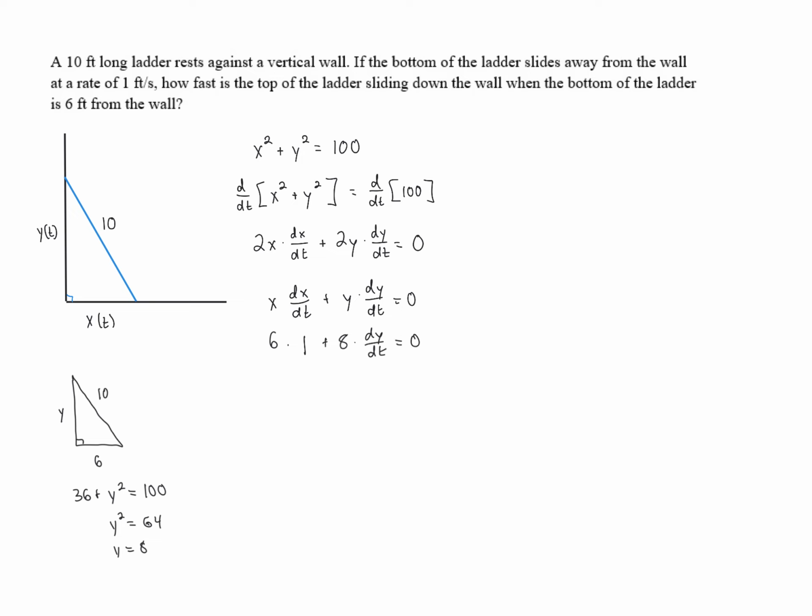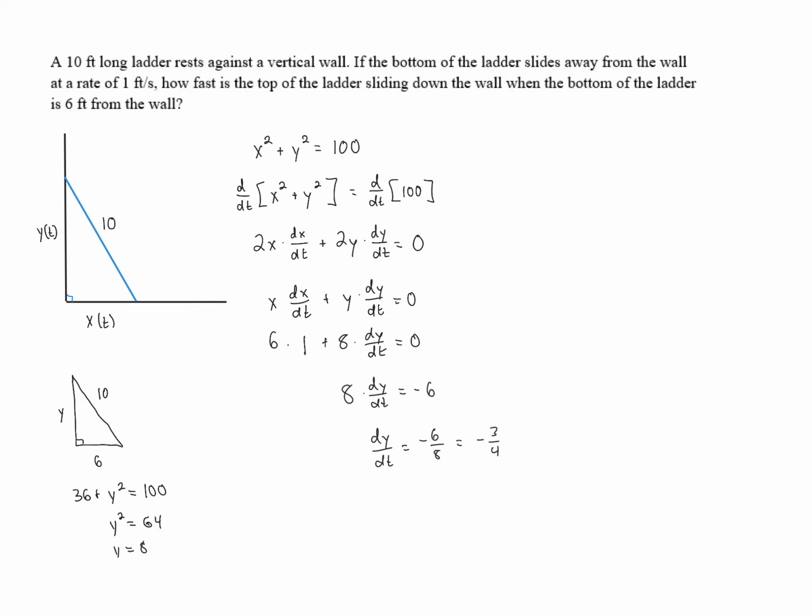So notice here that we had an equation that had multiple unknowns, but we actually knew the values of each of the unknowns except for the one that we needed to solve for, and that's going to be what lets us figure out our answer. 6 times 1 is just 6, and what we're going to do is subtract that from both sides to move that term to the right. So that's going to be 8 times dy over dt equals negative 6. And then we divide both sides by 8 to get our dy over dt alone. So that's negative 6 over 8, which is the same as negative 3/4.